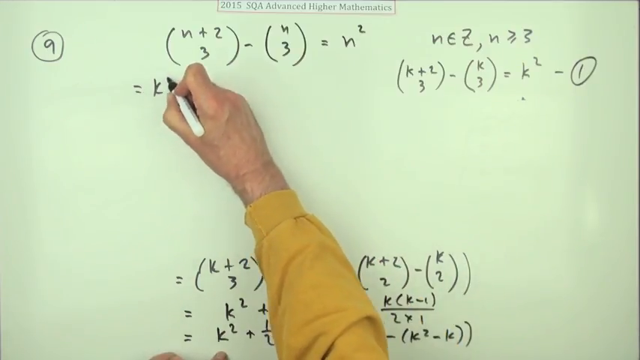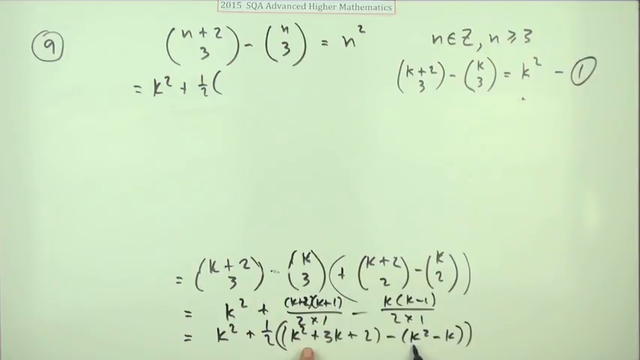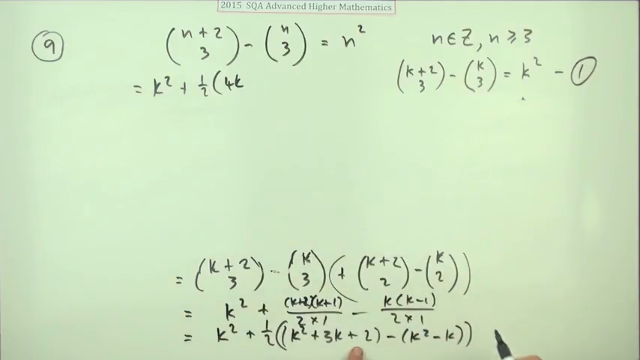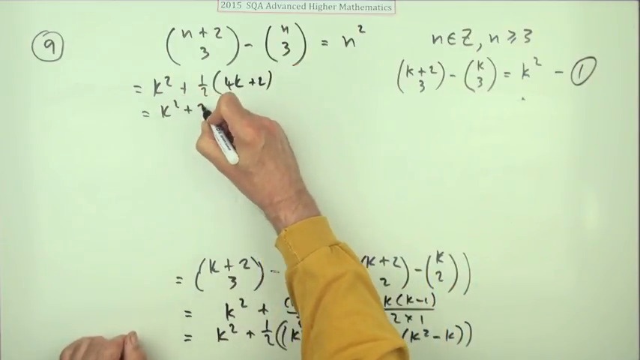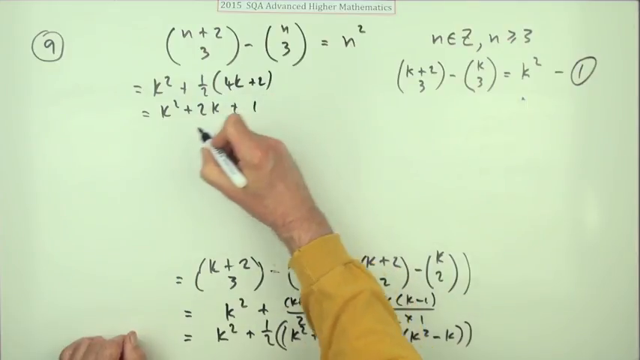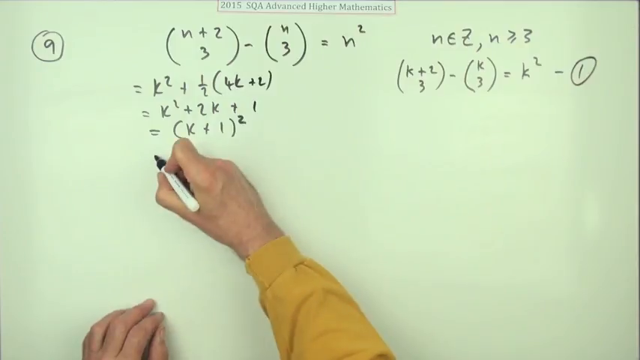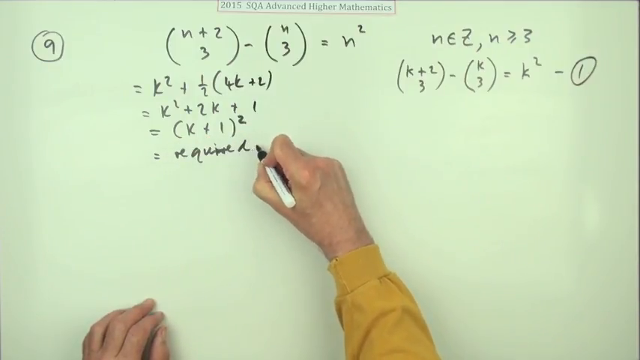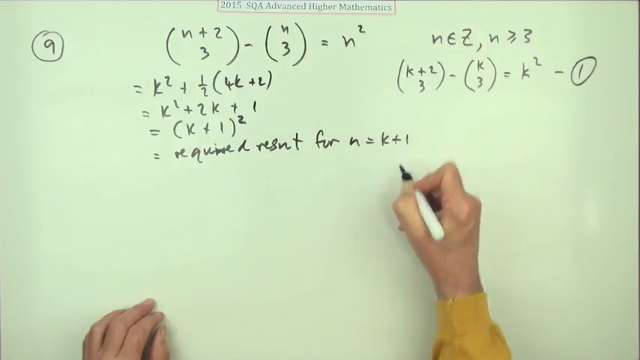We've got k squared plus a half of, and the k squares disappear and you've got 3k, but take away negative is 4k. And that's plus 2. So you've got k squared plus 2k plus 1, which is k plus 1 squared, which is the required result. Required result for n equals k plus 1.